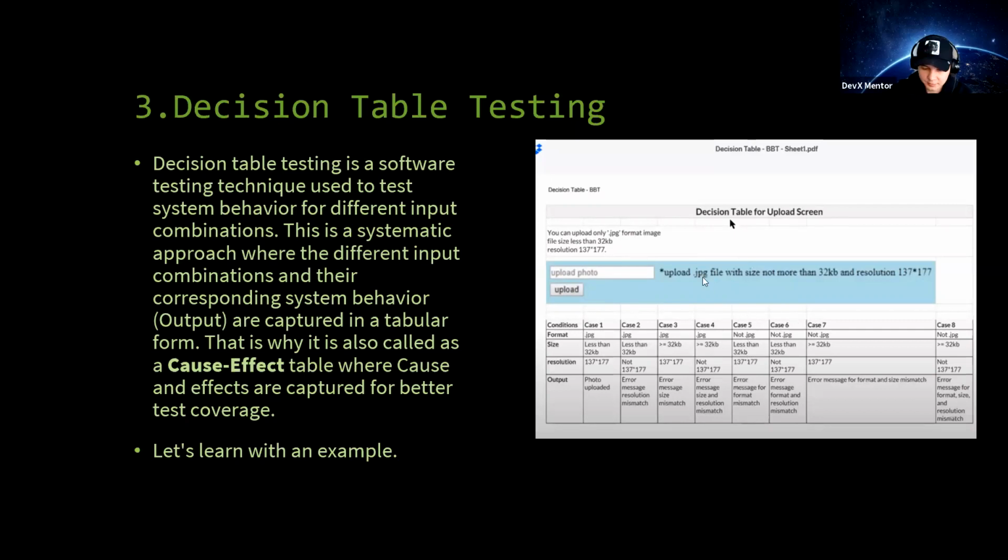Is it clear, guys? Does it make sense? Yep.